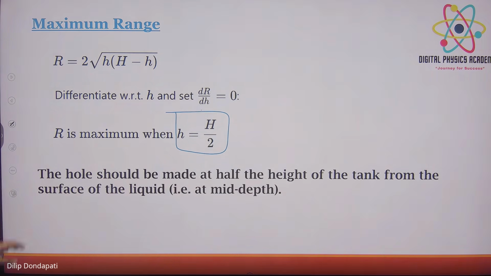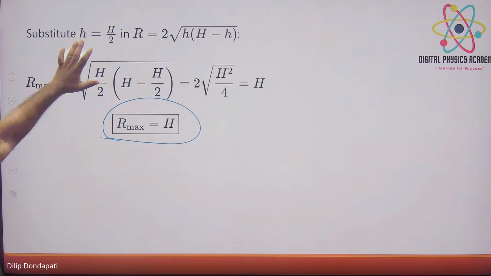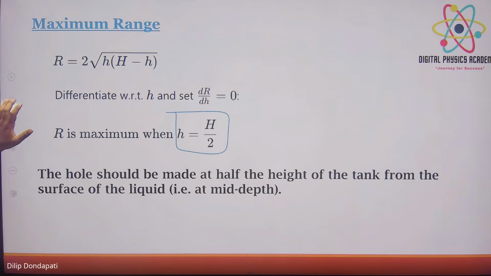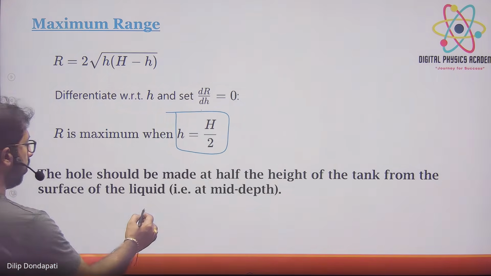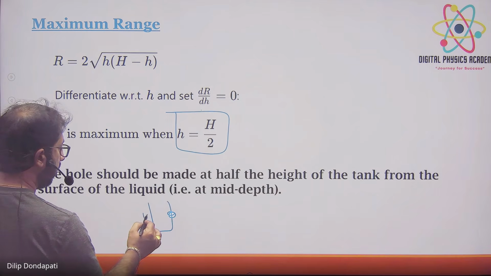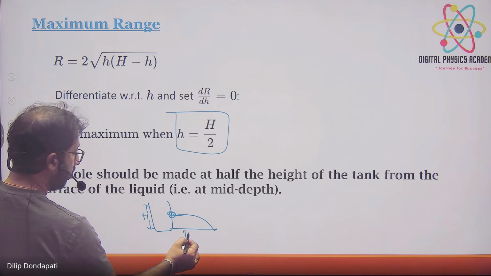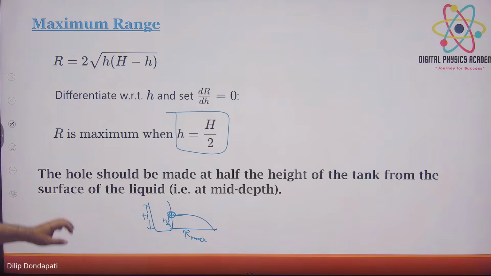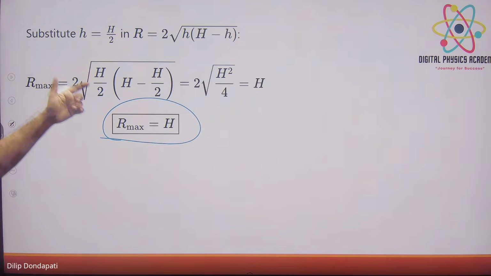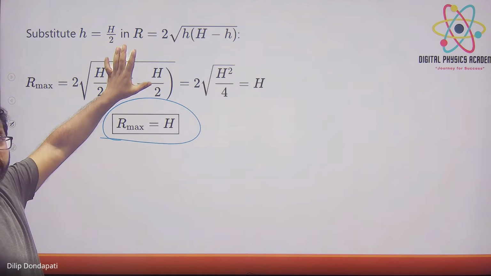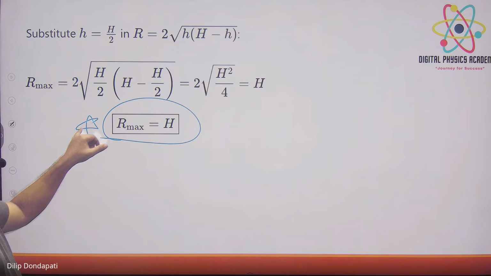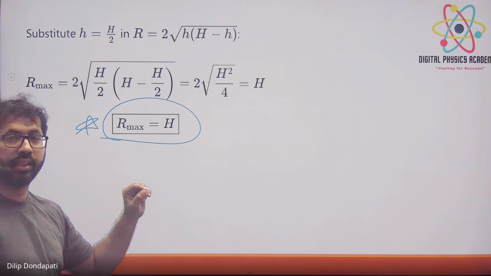Take this also. Write the whole thing once again: it should be half. So once go back to the statement. If I make the hole exactly at half in the container, here, the range is maximum. It will fall up to here. Now, if I substitute that value, we'll get R max is H. No need to write the whole thing, just R max is H. So the maximum range will be the height of the container when you put a hole exactly at the center.